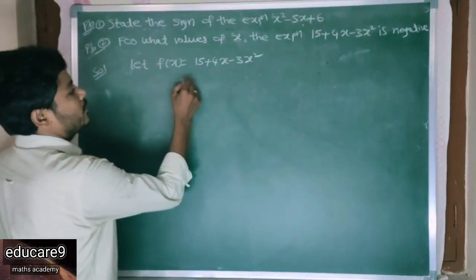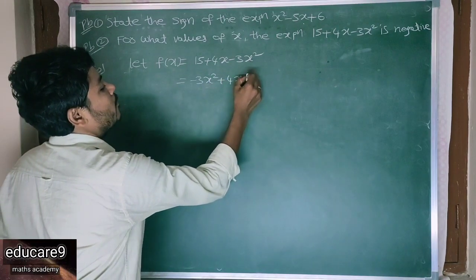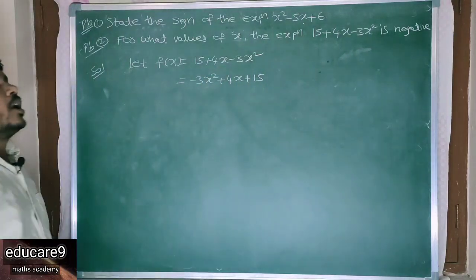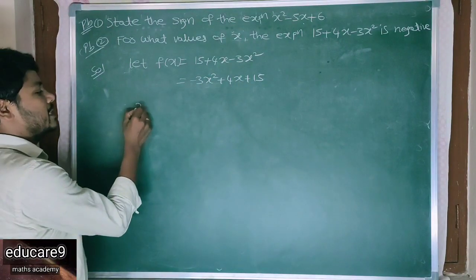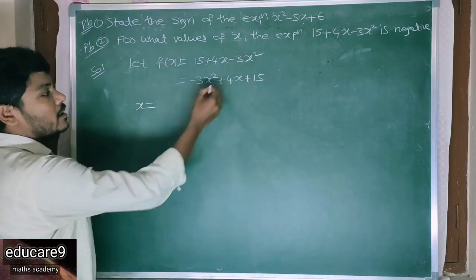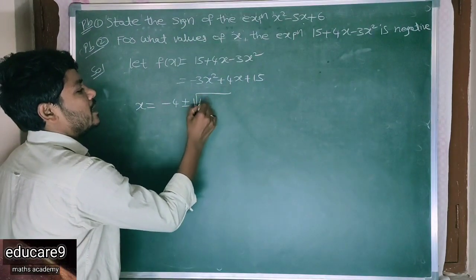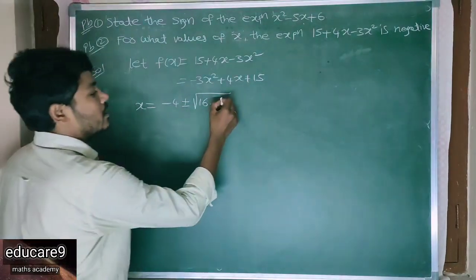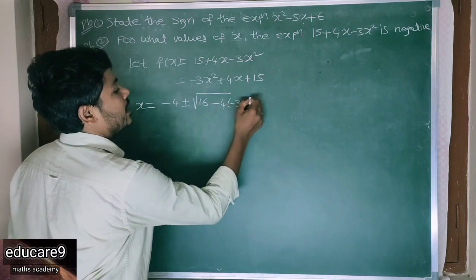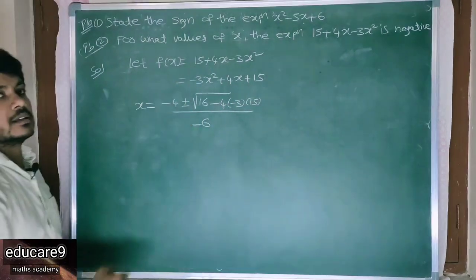So clearly, this can be written as minus 3x square plus 4x plus 5. Now we want to find the roots of this equation. So x is equal to minus b plus or minus square root of b square, that is 16, minus 4ac, that is 4 into minus 3 into 15. Divided by 2a, that is minus 6.